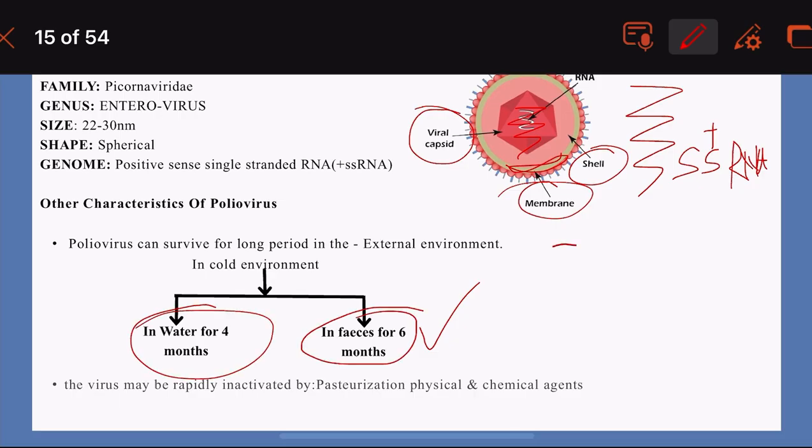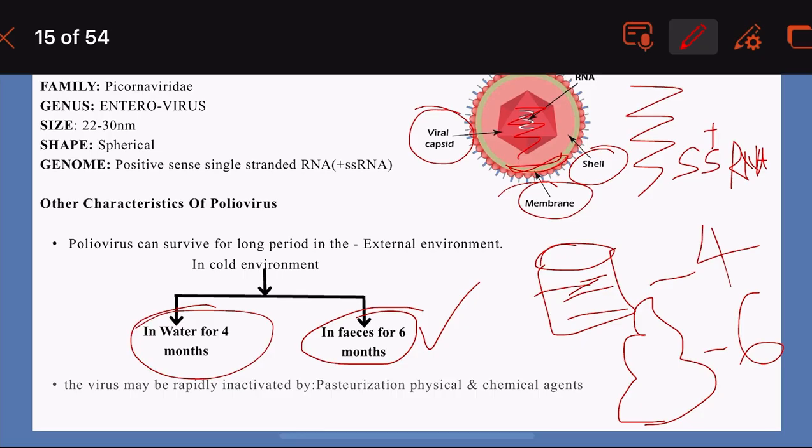The virus can stay in the water for 4 months. It can stay in the feces for 6 months. The virus may be rapidly inactivated by pasteurization and physical and chemical agents.